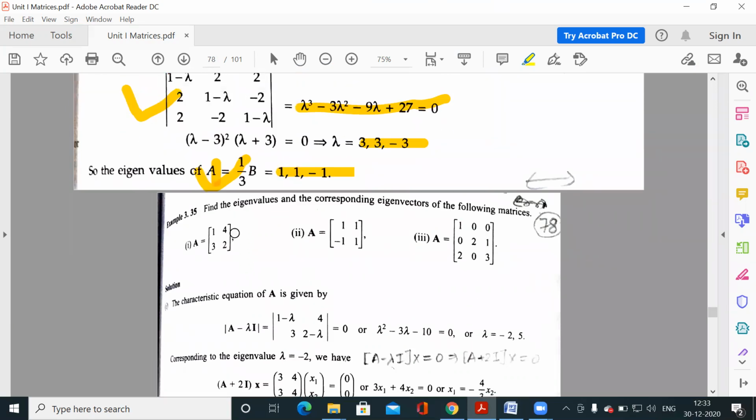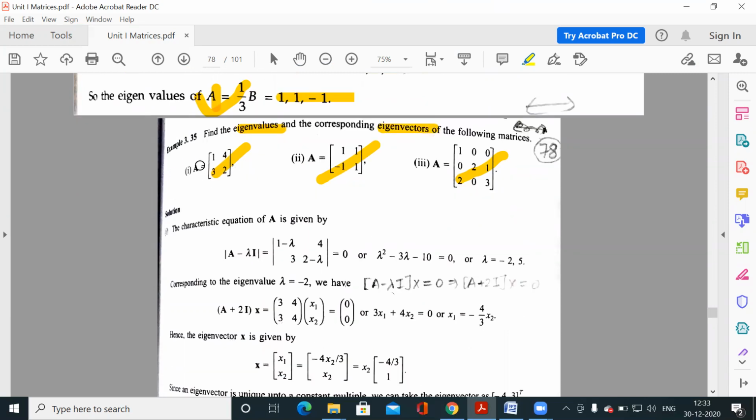Now again, this is a 2 by 2 matrix, and this is a 3 by 3 matrix. You have to find the eigenvalues and corresponding eigenvectors. For the first matrix, the characteristic equation is determinant of A minus lambda I is equal to 0. This is a 2 by 2 matrix, so (1 minus lambda)(2 minus lambda) is equal to 0. You will get a quadratic equation in lambda. These are the two eigenvalues. Clear?